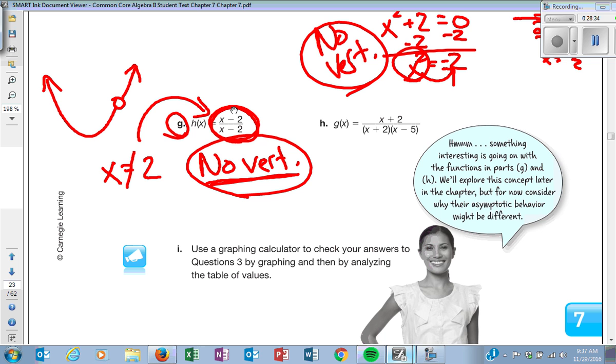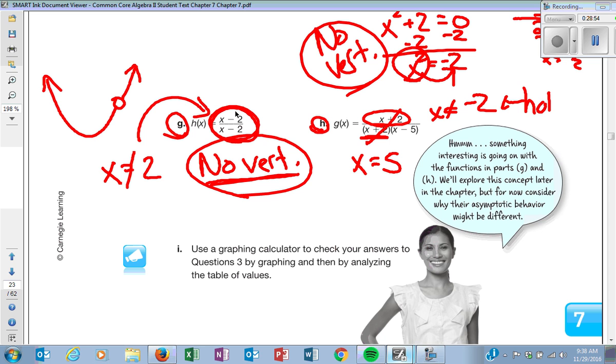Same with this guy right here. If I look at h, the only vertical asymptote is x equals 5. This guy right here and this guy right here, since they cancel each other out, yes, x can still not equal negative 2 in that equation, but it's a hole. This is a hole because these guys cancel out. It is not a vertical asymptote, whereas this guy, since it doesn't cancel out, is a vertical asymptote.